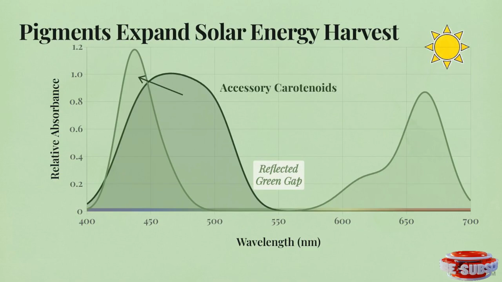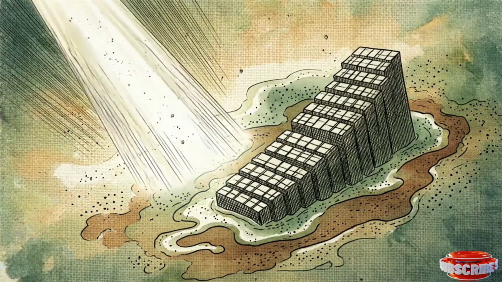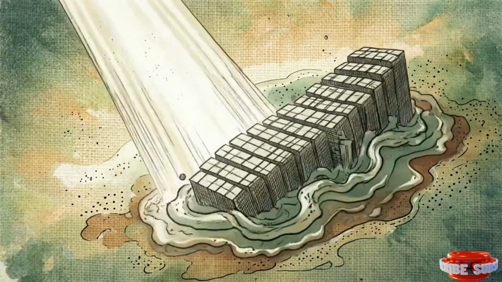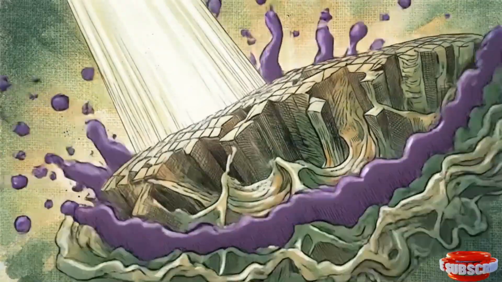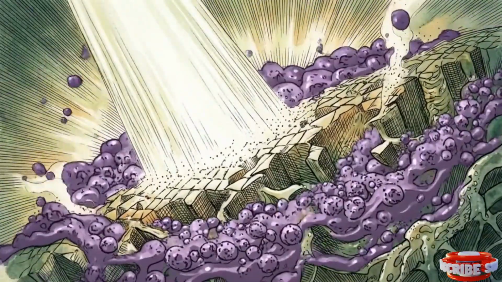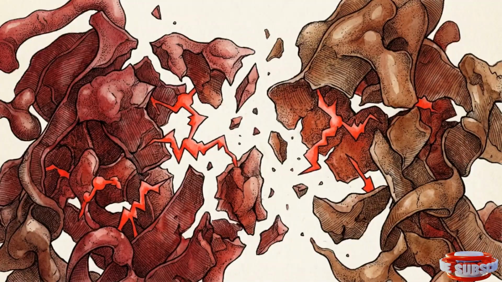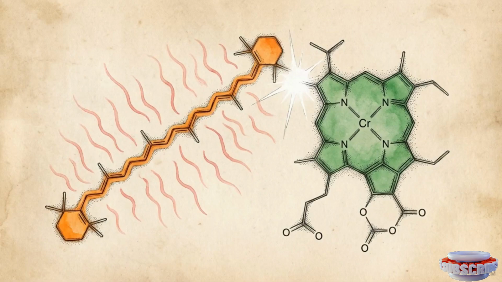to central chlorophylls. High solar irradiance can deliver energy that exceeds the processing capacity of the electron transport chain. If this excess energy is not managed, it leads to the formation of reactive oxygen species that degrade the photosynthetic machinery. Carotenoids protect the cell through non-photochemical quenching. In this process, the pigments absorb excess excitation energy and dissipate it as heat, preventing cellular damage.